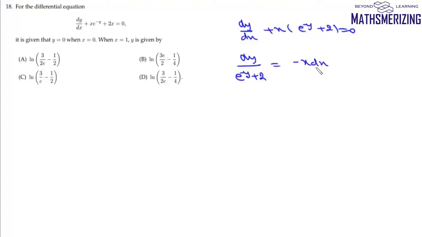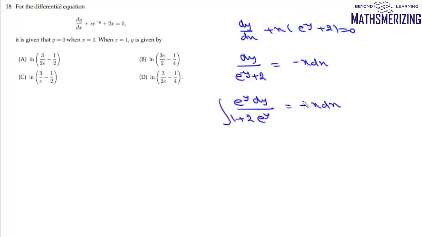Now question number 18 is this differential equation with given initial value. We can write this equation as dy upon dx plus x, and then it will be e to the power minus y plus 2 equals 0. So we'll use variable separation. We'll get dy upon e to the power minus y plus 2, and it will be equal to minus x dx. We can write this as e to the power y dy upon 1 plus 2 e to the power y, and it will be equal to minus x dx.